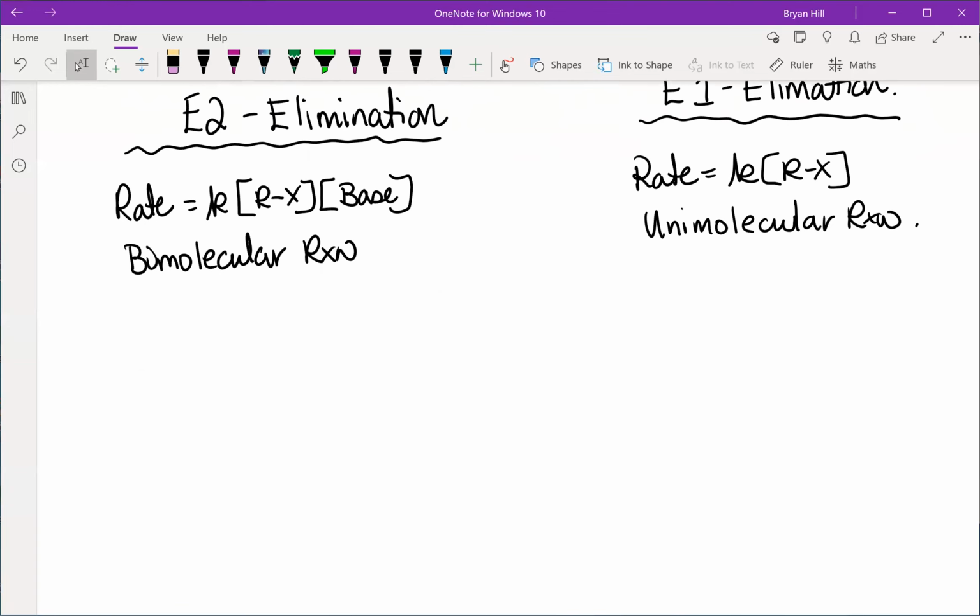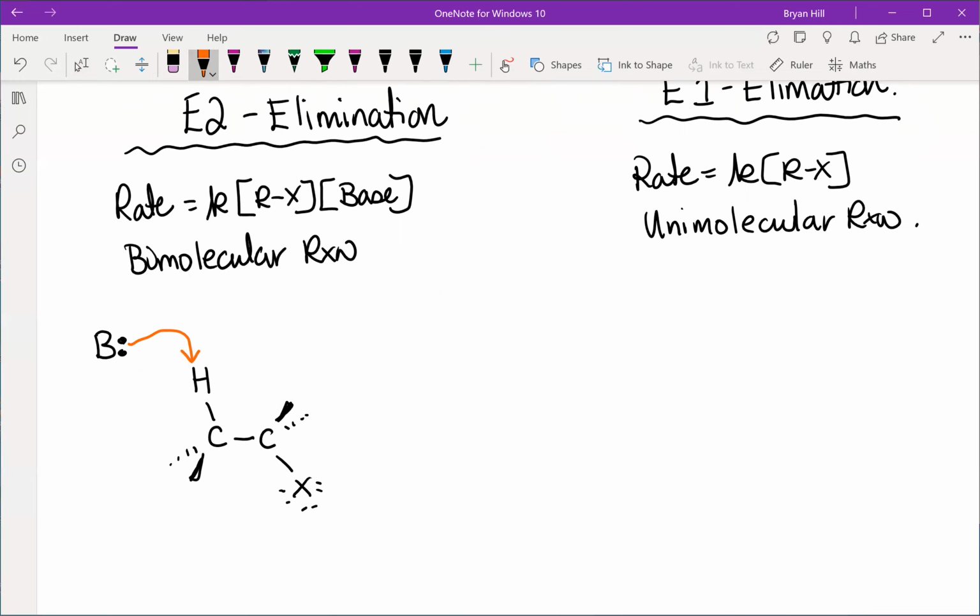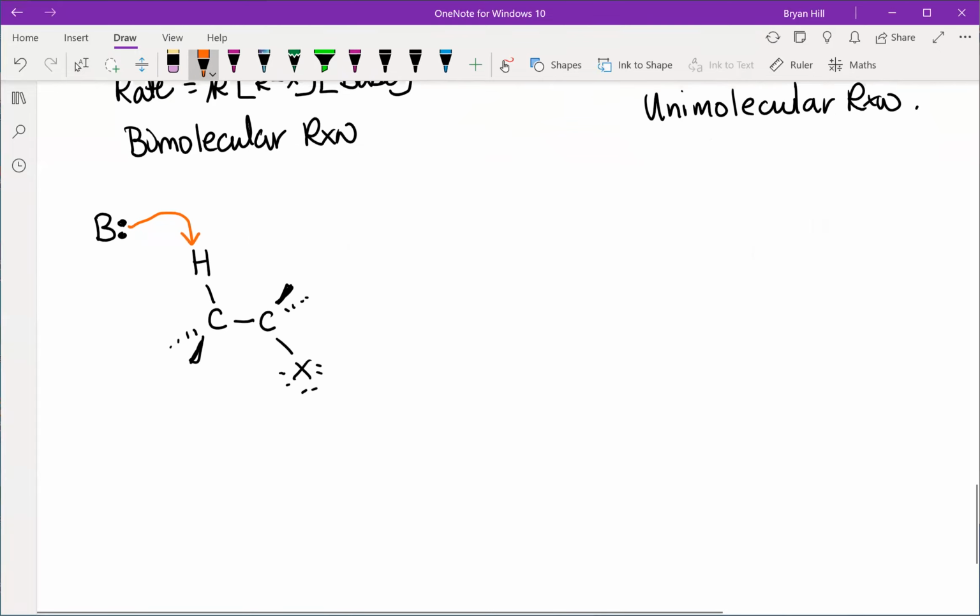So in an E2 elimination reaction, what we are going to have is our base, and I'll just use B with the 2 electrons. It involves the collision with your alkyl halide, just like this. And so in this reaction, the base is going to remove a proton, and you will notice something important here. The proton is on the carbon next to the leaving group. So this is the carbon with the leaving group. The proton is on the carbon next door. That's important.